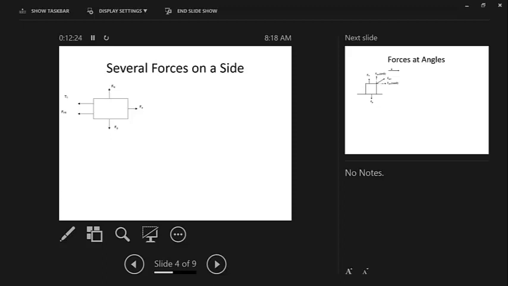Okay? So here, what do you know about the y direction? What do you know about net force in the y direction? It should be equal to 0, because force of gravity is equal to normal force here, right? Now, what about in the x direction? If I were to write out a net force equation, what would it be?